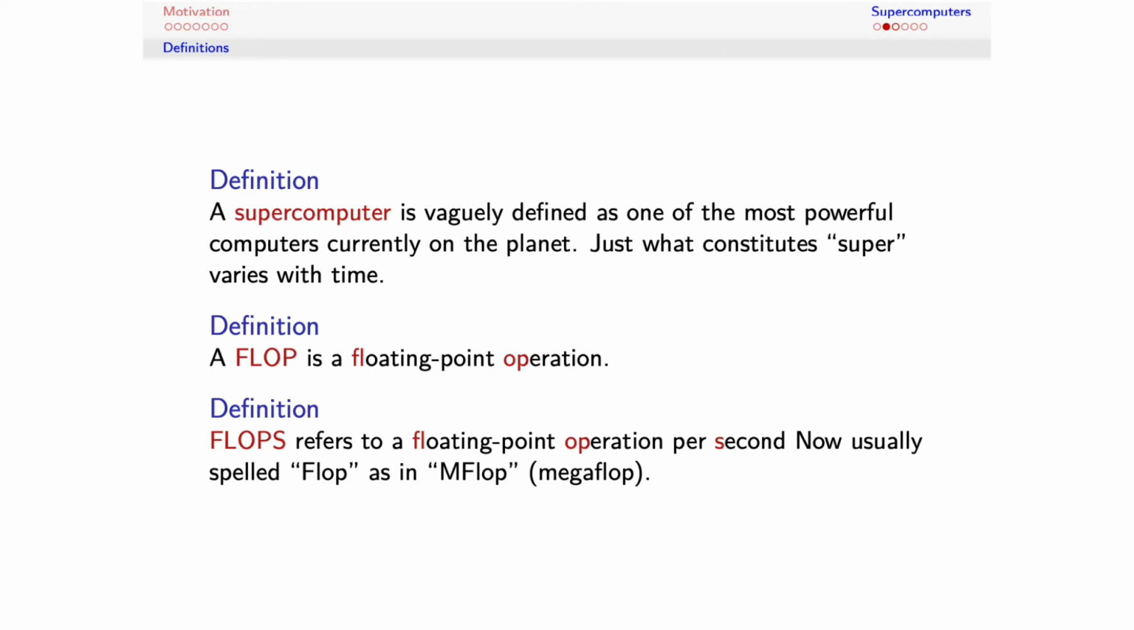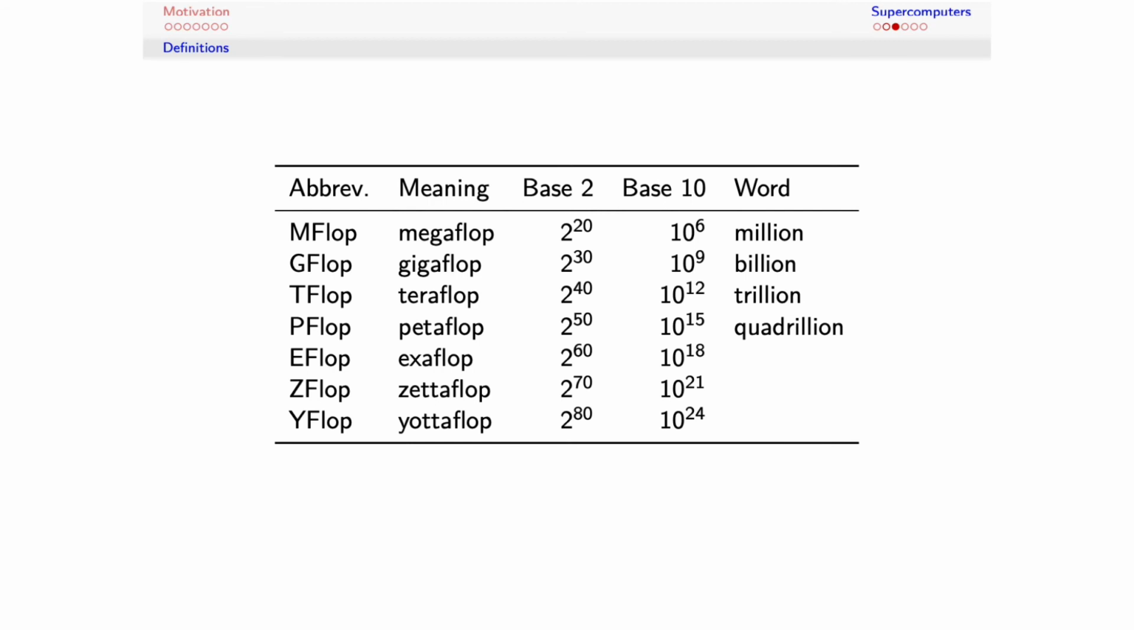So usually we have some kind of a prefix, because a single floating point operation per second isn't particularly interesting. So we now have megaflops and larger numbers of floating point operations per second. Here's a little table: megaflop, gigaflop, teraflop, petaflop, exaflop, zettaflop, yottaflop. If we look at these in terms of their base 2 or base 10 exponents, you can see the number of floating point operations per second. And these are the numbers, or the scale of numbers, currently being used to talk about the performance of various supercomputers.